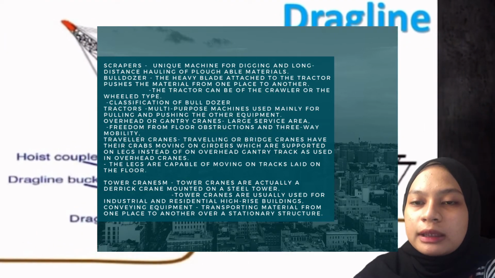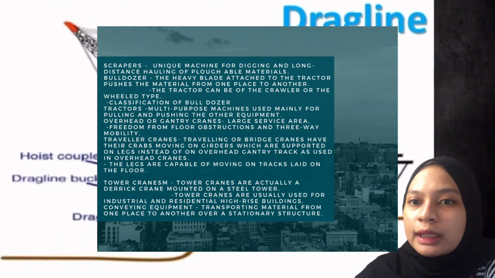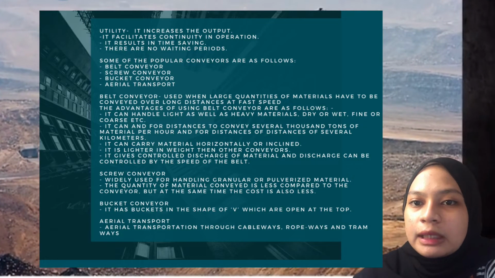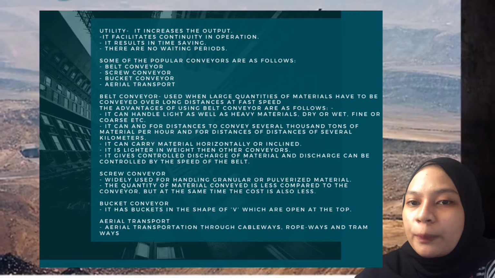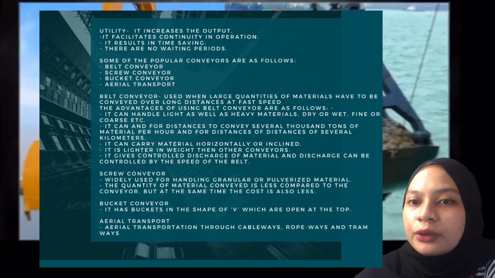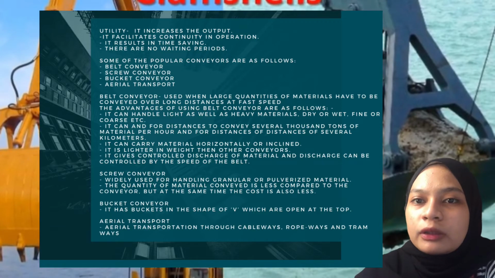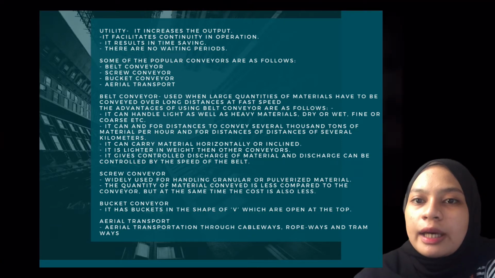Conveyor equipment is for transporting material from one place to another over a stationary structure. Utility: it increases the output. It facilitates continuity in operation. It results in time saving. There are no waiting periods. Some of the popular conveyors are as follows: belt conveyor, screw conveyor, bucket conveyor, aerial transport.